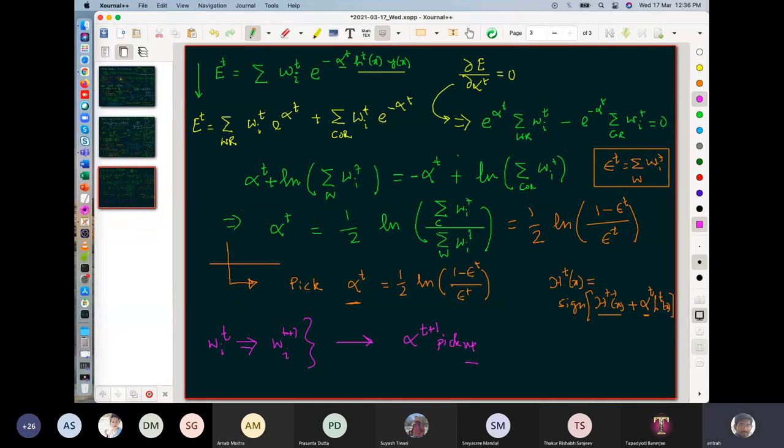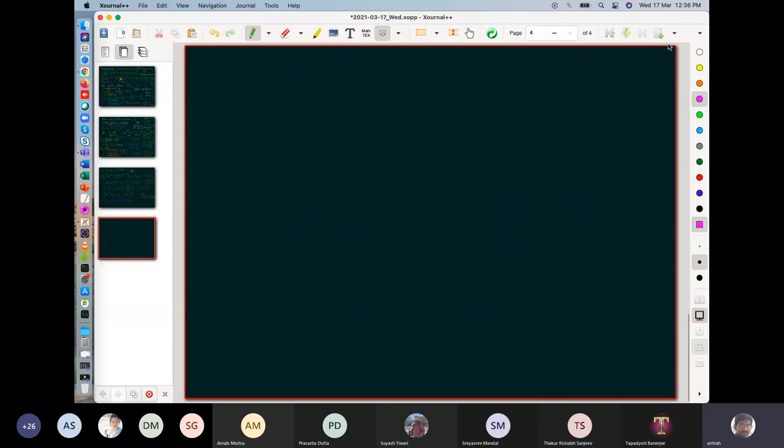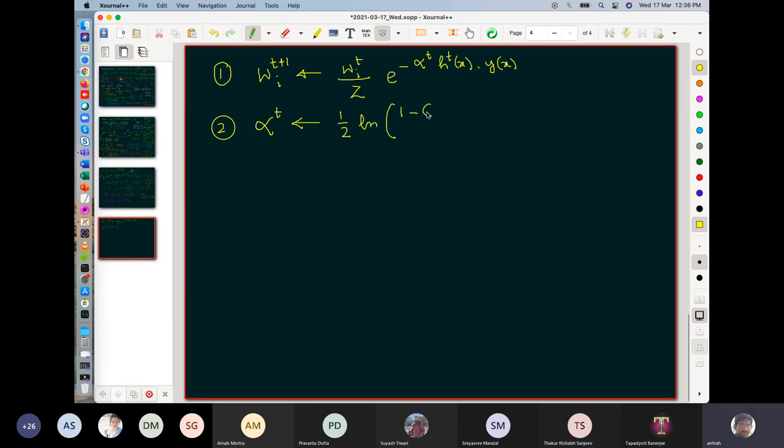Now, what do these two frame together? So if these two, I try to write it as 1, 2. One is the updation of the weight at step t plus 1, which was basically the weight at step t. I have to normalize it since the sum becomes 1. This is alpha t h_t(x) y of x. And the second thing I got, that my alpha t should be half ln (1 minus error) by error. Now, if I combine these equations together, I get the following.